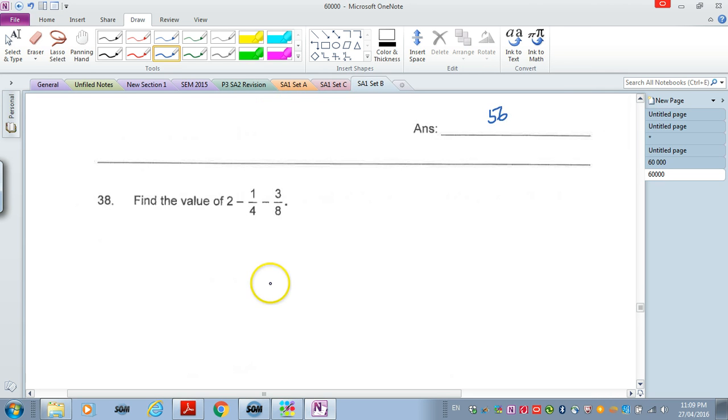Question 38. What is 2 minus 1/4 minus 3/8? So it's 2 whole minus 1/4 minus 3/8. 1/4 is 2/8, minus 3/8. 2 whole minus 2/8 minus 3/8. I would be left with 1 whole and 3/8.